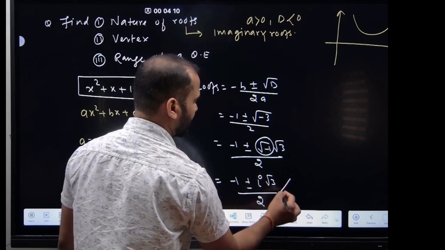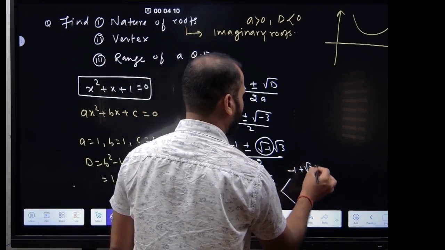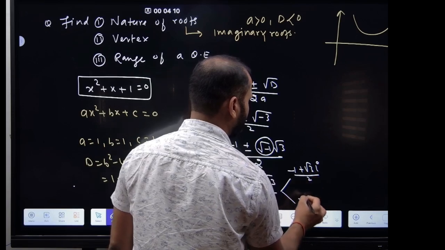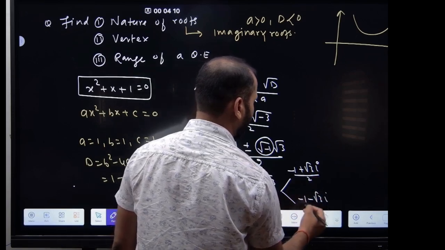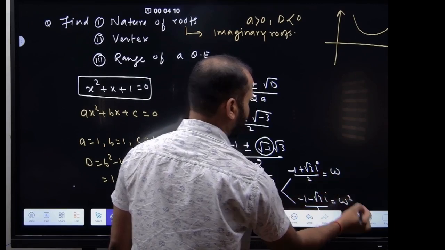So, 2 roots are there, right? What is the first root? Minus 1 plus root 3 I divided by 2, and the other is minus 1 minus root 3 I divided by 2. Actually, we call these omega and omega square, if you know.